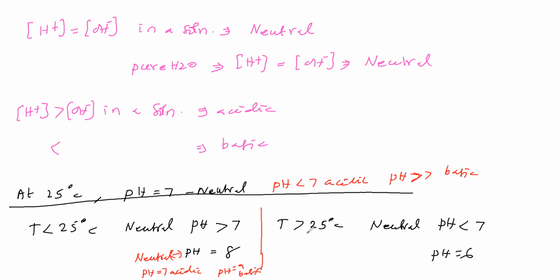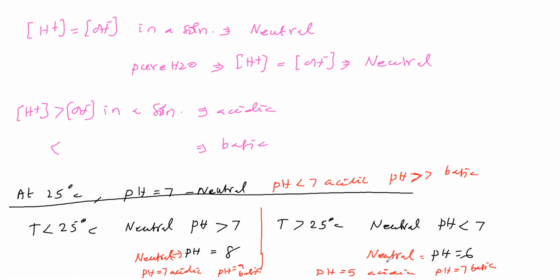Now we will take temperature greater than 25 degrees Celsius. For a neutral solution, pH is less than 7. Suppose for a neutral solution, pH is equal to 6. Now if we take pH equal to 5, the solution is acidic. If I take pH equal to 7, the solution is basic.